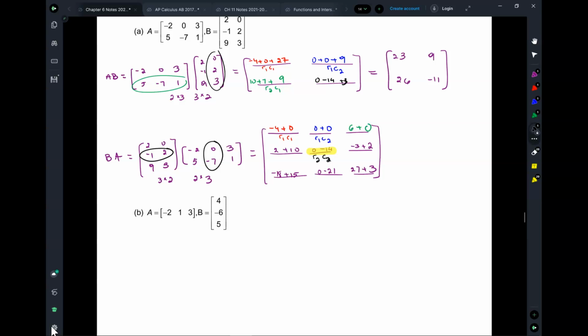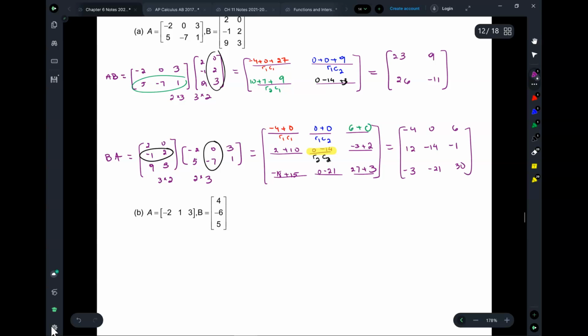Then you take the first numbers in each circle. Negative 1 and 0 multiplies to 0. 2 and negative 7 multiplies to negative 14. Okay? All right, so this will give us negative 4, 0, 6, 12, negative 14, negative 1, negative 3, negative 21, 30. Okay, so take a look.